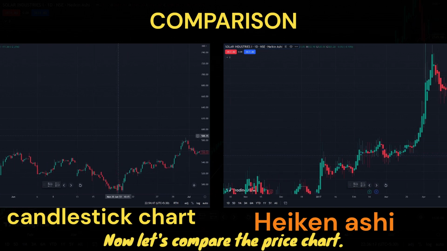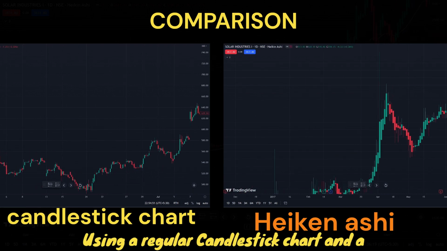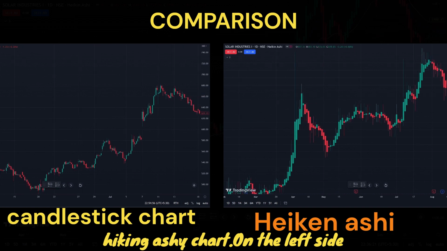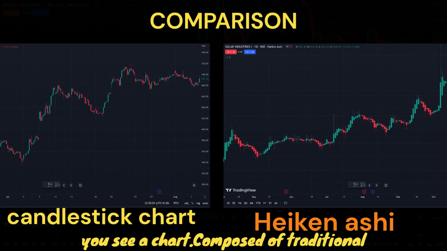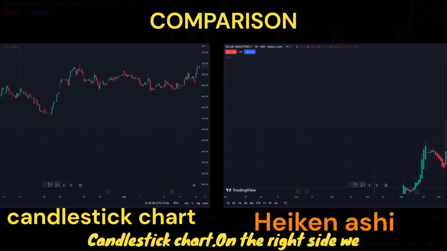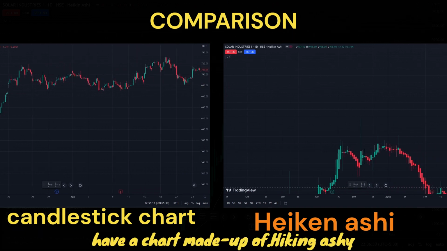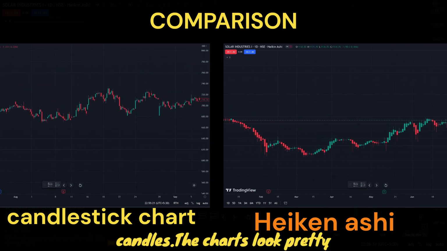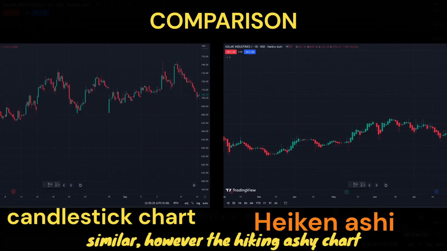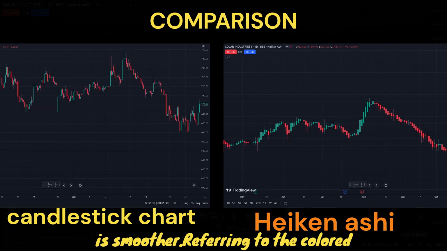Now let's compare the price chart using a regular candlestick chart and a HeikinAshi chart. On the left side you see a chart composed of traditional candlesticks. On the right side we have a chart made up of HeikinAshi candles. The charts look pretty similar, however, the HeikinAshi chart is smoother.